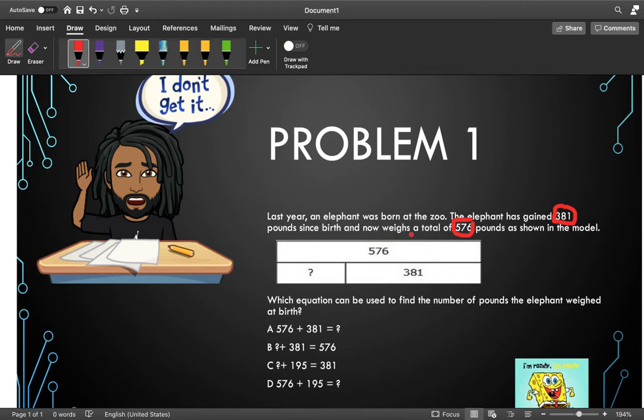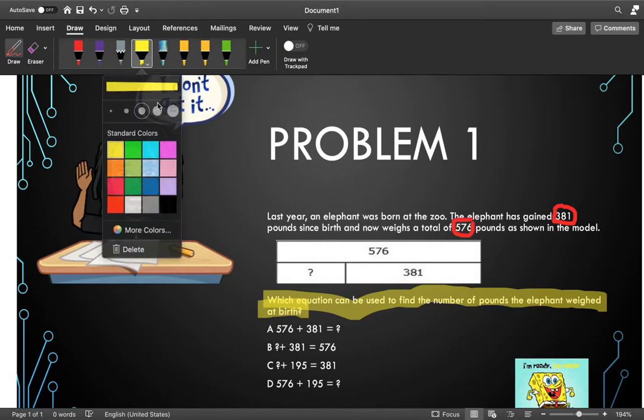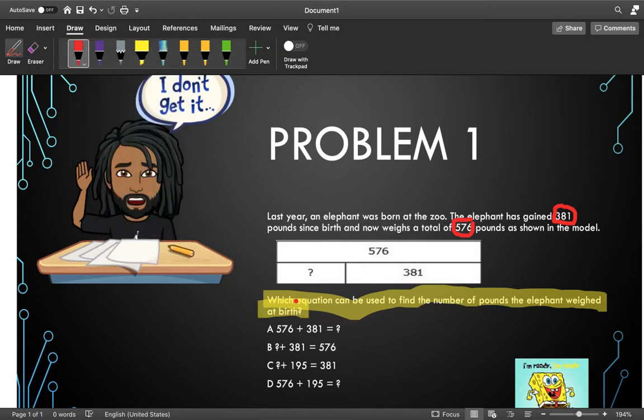Now we're going to go back and look again at our question. We're going to go ahead and underline our question. You can underline it or highlight it. It says, which equation can be used to find the number of pounds this elephant weighed at birth? All right. So if you look at this question carefully, you will notice that it's asking us which equation. So we're trying to find the equation. So we have two quantities. We're trying to find a relationship between them and how they can help us find out our unknown quantity.